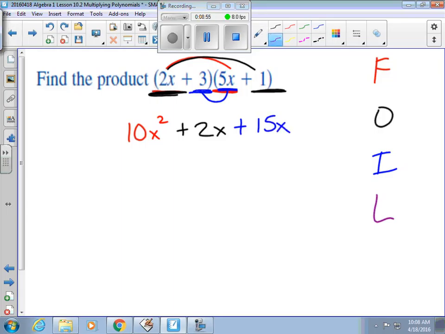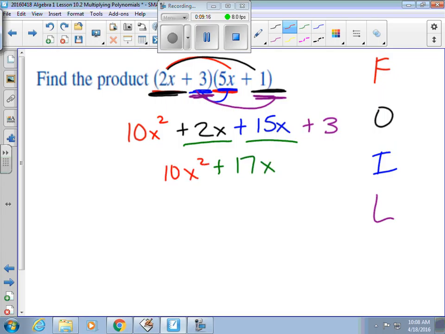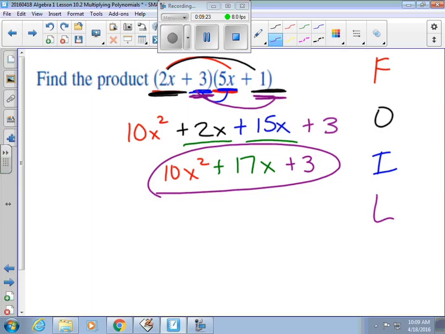And L stands for your last two terms. 3 and 1. 3 times 1 is positive 3. Combine your like terms. Remember, your like terms are the ones that have same variable, same exponent. 2x and 15x is positive 17x. The rest of it will stay just like it is. 10x squared and positive 3. 10x squared plus 17x plus 3. That's finding the product using the FOIL method. First, outer, inner, last.